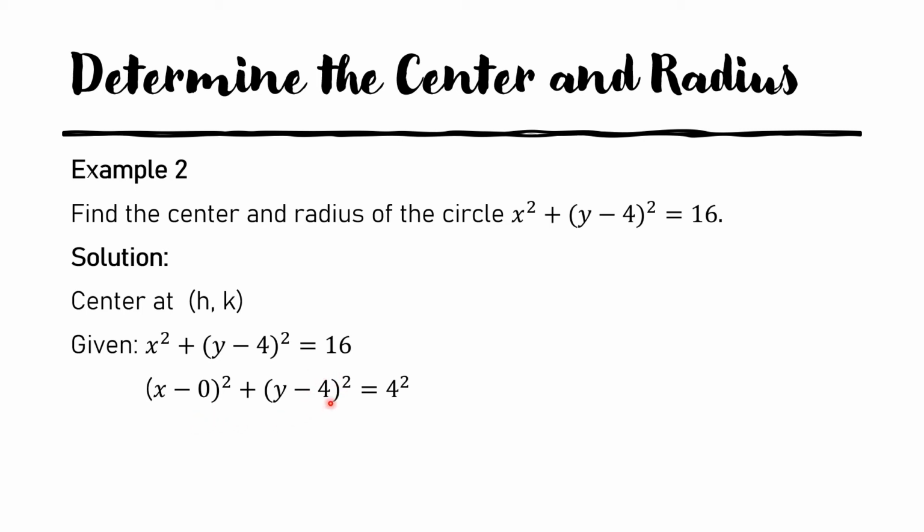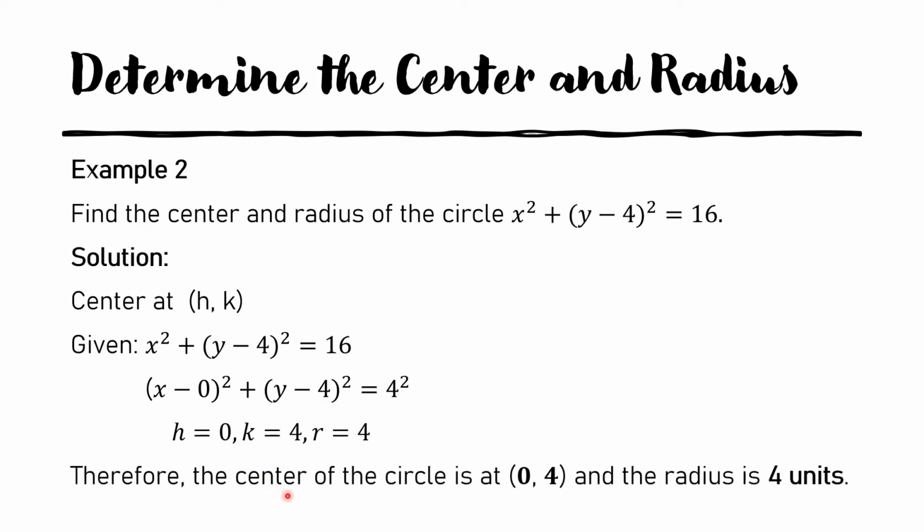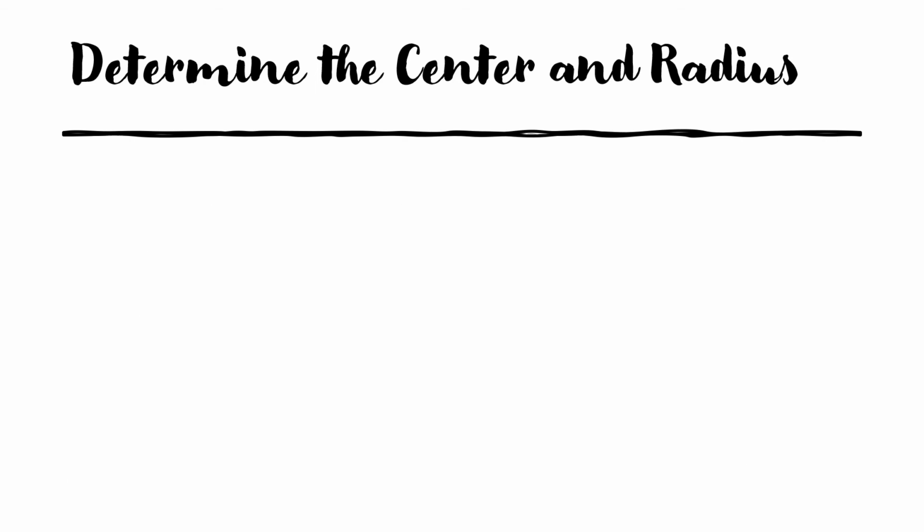Dito naman, the additive inverse to solve for k, that is 4. And yung radius natin, that is equal to 4. So, ang hk natin o ang center of the circle is at (0, 4), and the radius is 4 units.